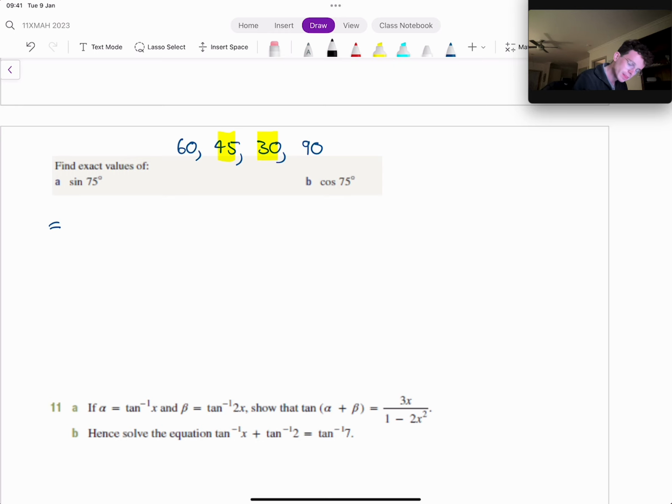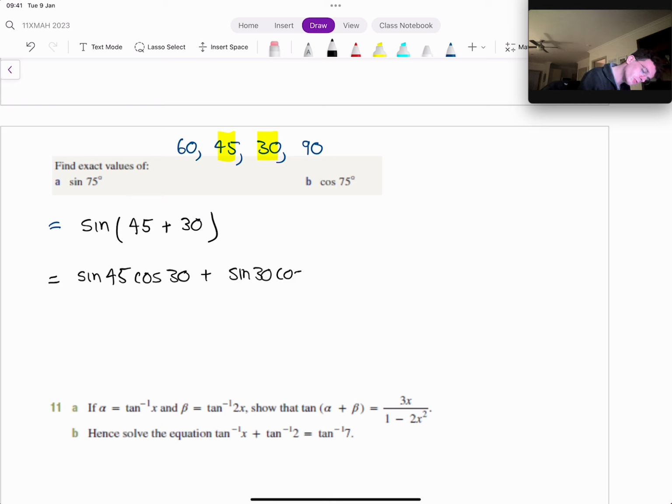So I'm going to say this is sine of 45 plus 30. Then we're just going to use our theorem. So social sine, same sign. Sine of 45 cos of 30 plus sine of 30 cos of 45. Now, sine of 45 is 1 on root 2. Cos of 30, I believe, is root 3 on 2.